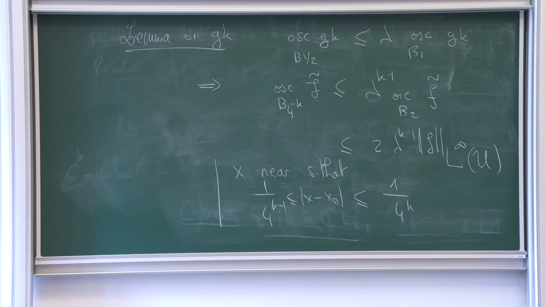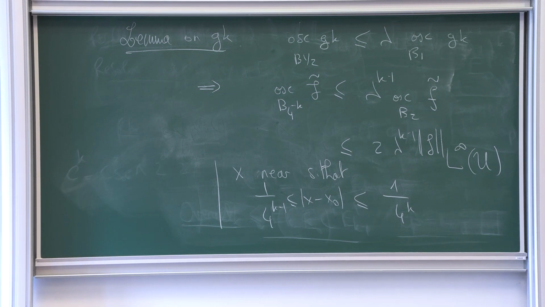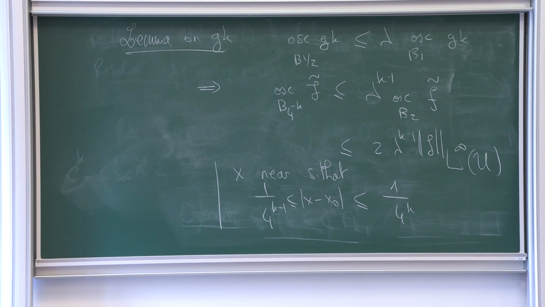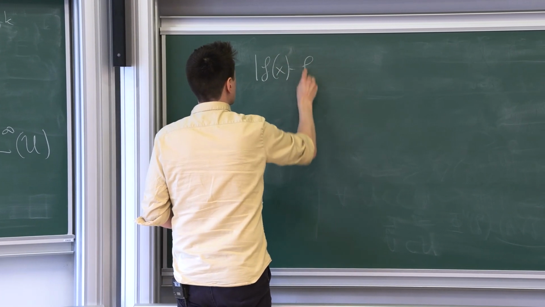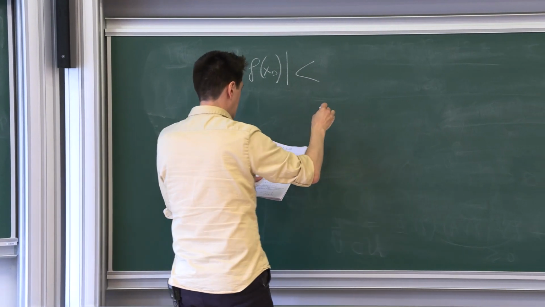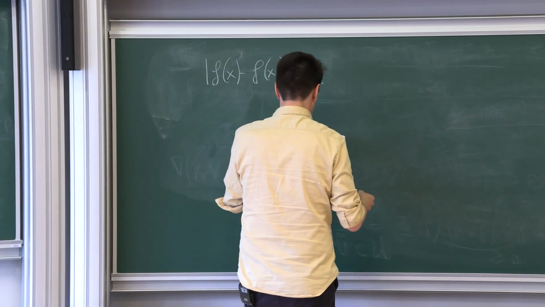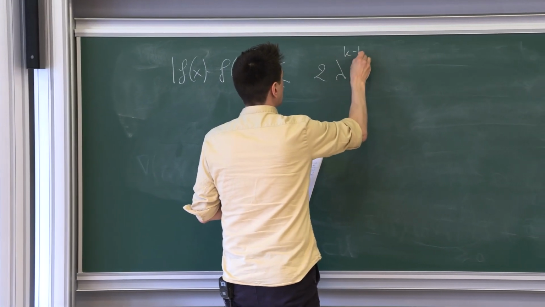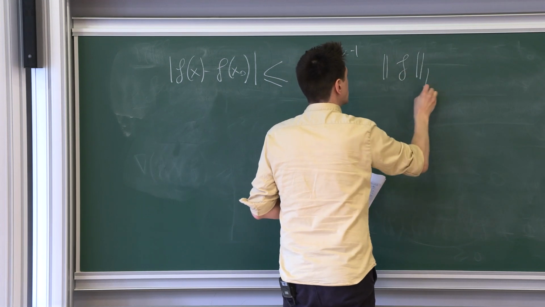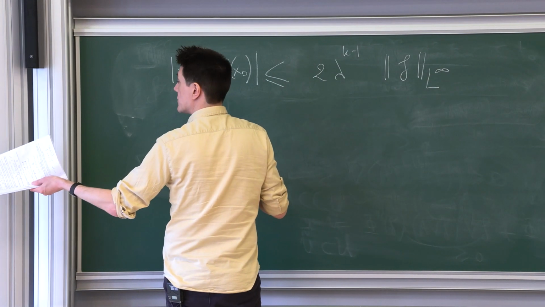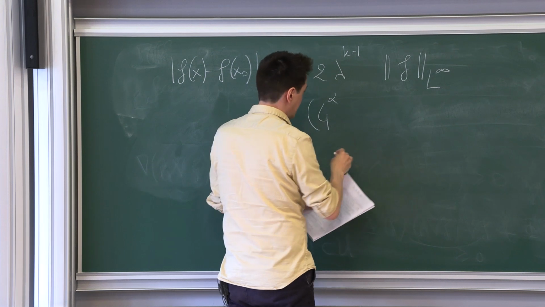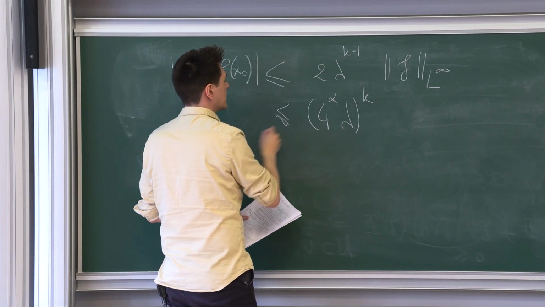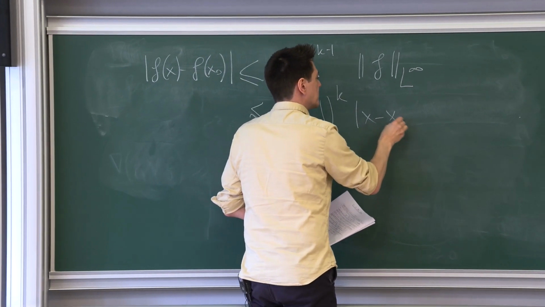let me keep it here and write it here. Then you deduce that, here I'm using the oscillation of F tilde to say that it's twice lambda to the k minus 1 times the L infinity norm. Now I'm using what I know about x minus x naught to say that it's less than 4 to the alpha lambda to the k, and I have a big absolute constant that doesn't depend on k, times the norm of x minus x naught to the alpha.